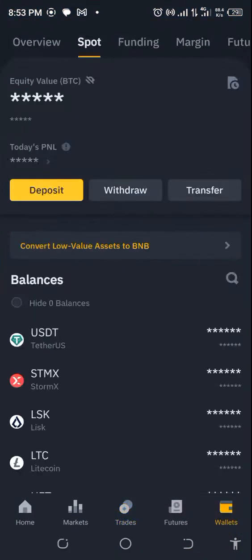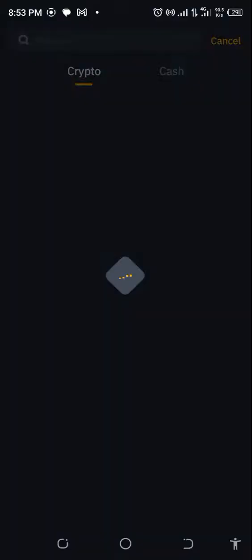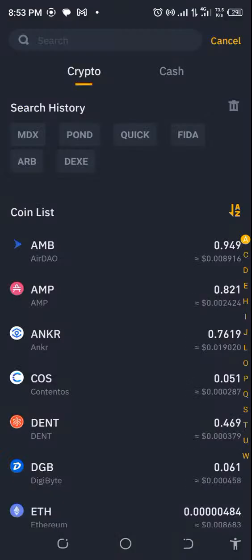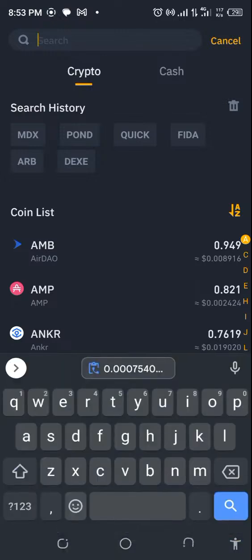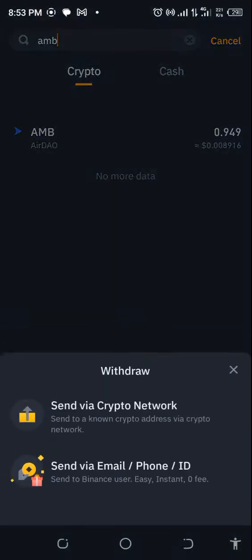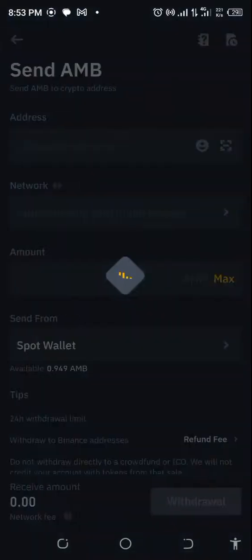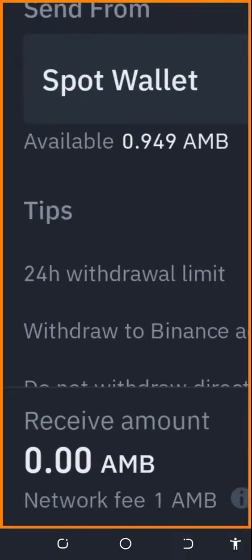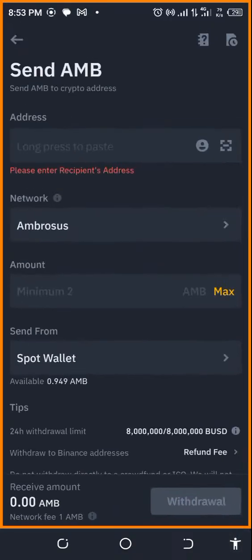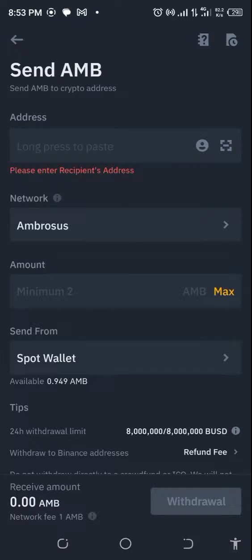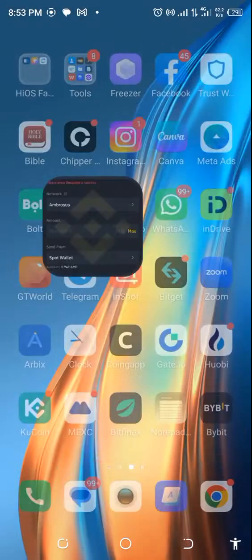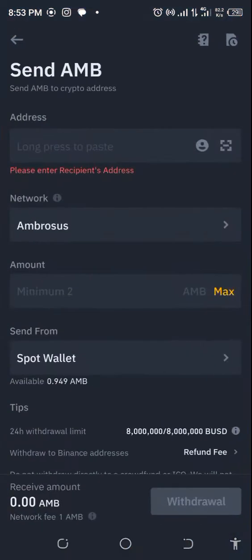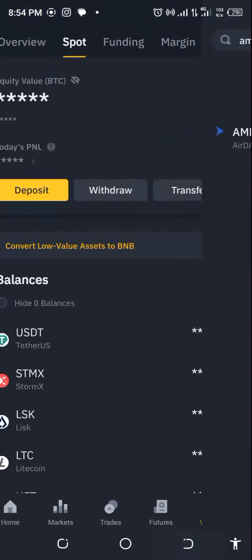So let's first of all go and check how much we are going to withdraw. Okay, so we're going to put that AMB in there, and we'll see. What is this? What is the network? Okay, it's Ambrosus. It's one AMB. Okay, so one AMB is not that much. Let's go back in to see how much one AMB is.